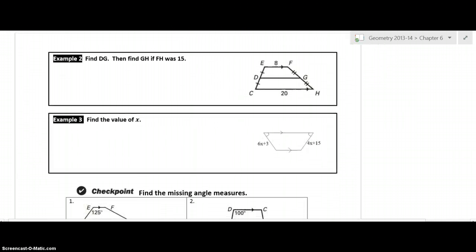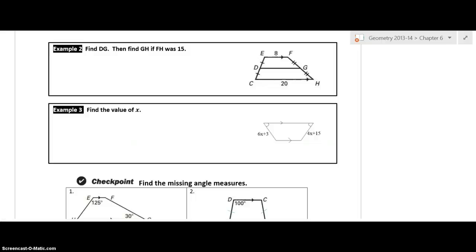Okay, example 2 says find DG. So they want us to find the length of DG, which is the mid-segment of the trapezoid. So we are going to average the bases. So 8 plus 20 times a half, or divided by 2. So that would make DG equal to 14.